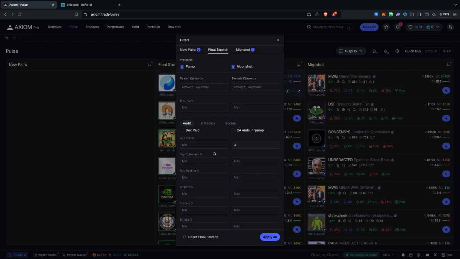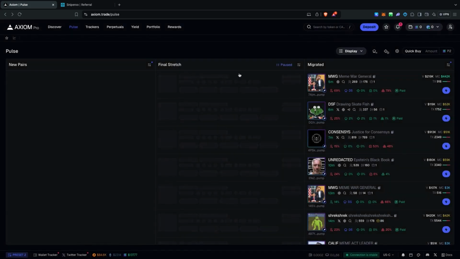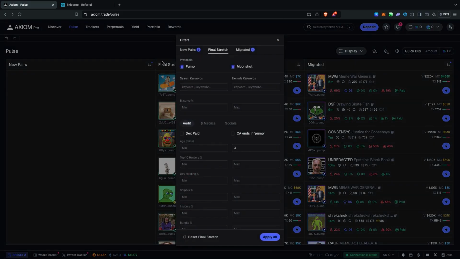There's audit, there's metrics, there's socials as well. When it comes to the audit feature, just configure your age and the minute duration, which is going to be 3 minutes. Now moving on to the next one. You can even save this, apply all, and then go back to the final stretch filters, then go to metrics, because the metrics is going to be a very important one.